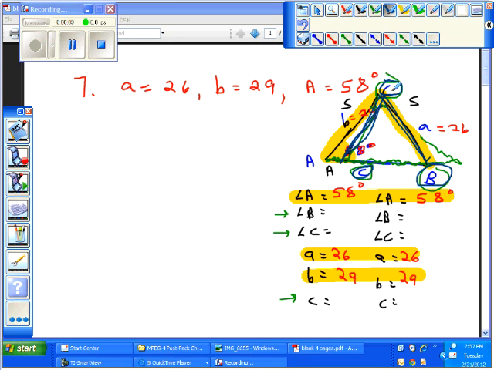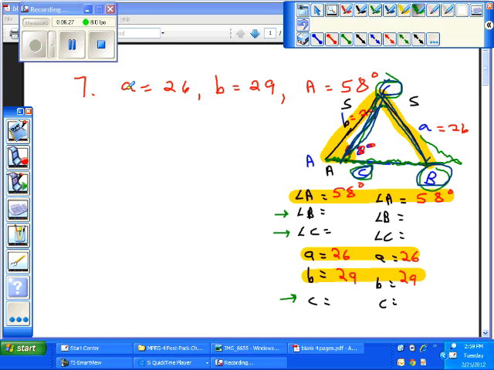Since we don't know if there's 0 triangles, 1 triangle, or 2 triangles, what we decided to do is just go ahead and solve as if there's 2 answers. So we're going to get set up for 2 answers, and there may not be any. Now, I'm going to go ahead and start solving then.